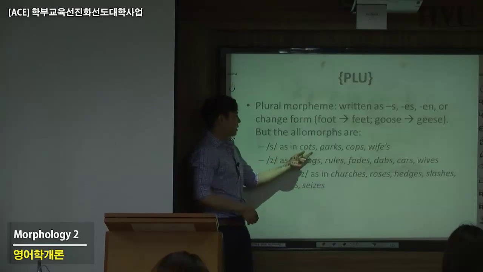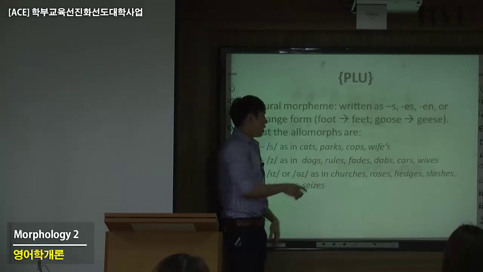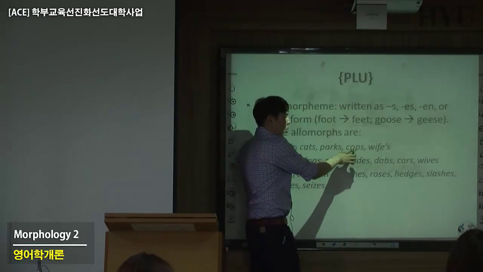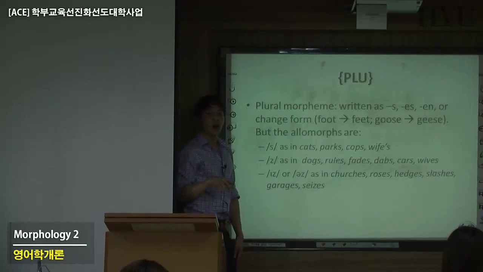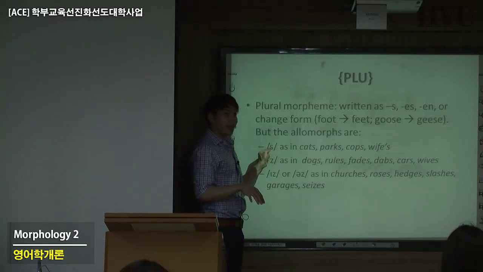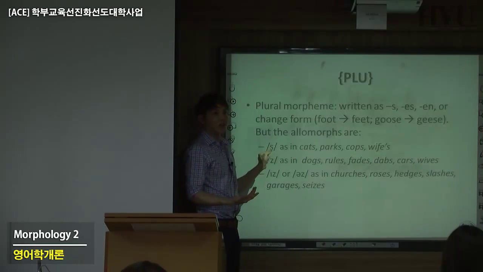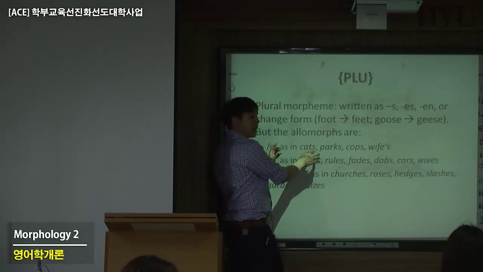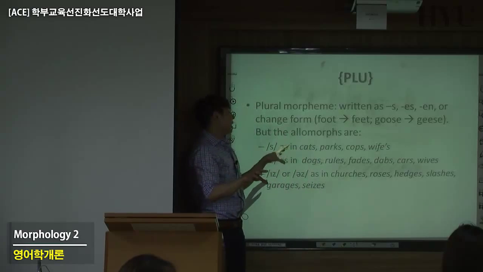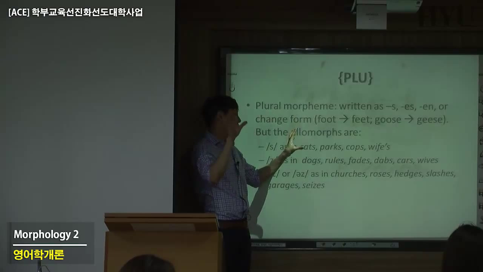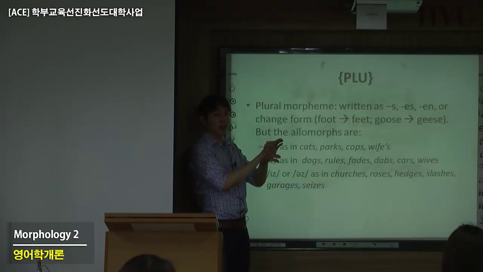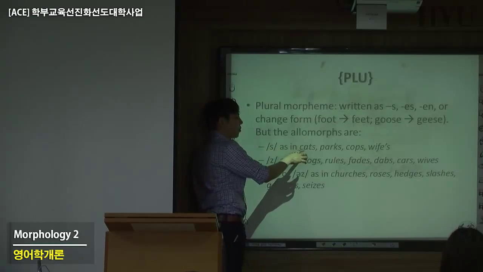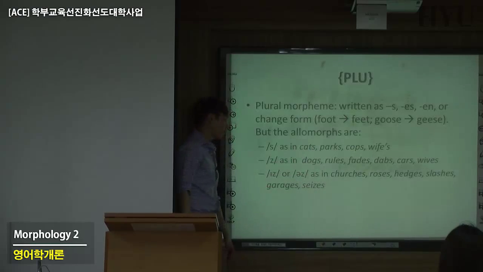We have S when you see cats, parks, cops, and wives, you look at the sound before it, okay? The sound before it is a T, a K, a P, and an F. They are all voiceless sounds, right? So you have an S, which is also a voiceless sound. So they match, right? The sound before the plural morpheme is voiceless, so the plural morpheme itself has to be voiceless too, to match, right? That's assimilation, same thing. So in this case, it's S, which is voiceless. So you pronounce it cats, parks, cops, and wives, like that.